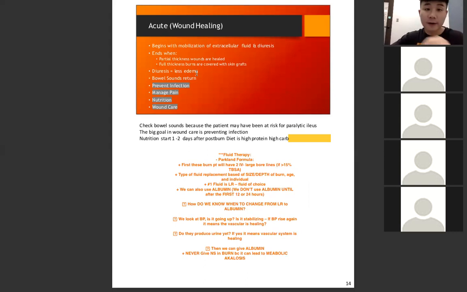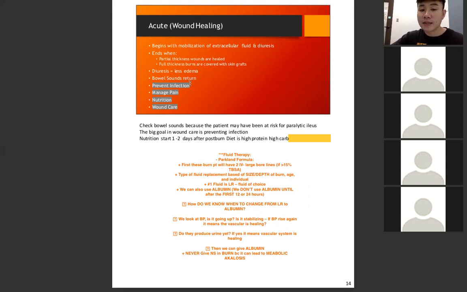All right, next we have the acute phase. This is when the wounds start healing. It begins with mobilization of extracellular fluid and diuresis. This stage ends when partial thickness wounds are healed and full thickness burns are covered with skin grafts.